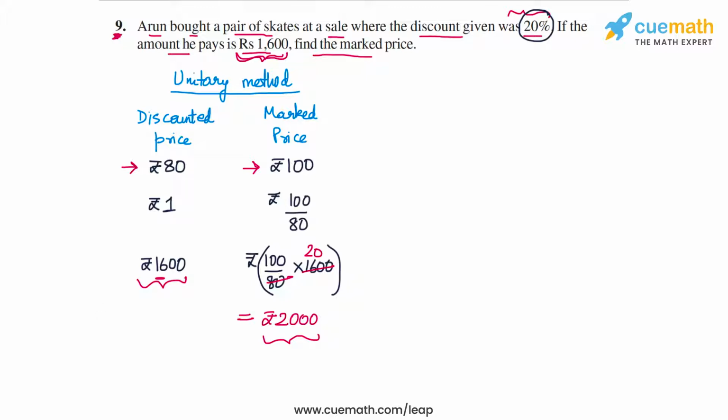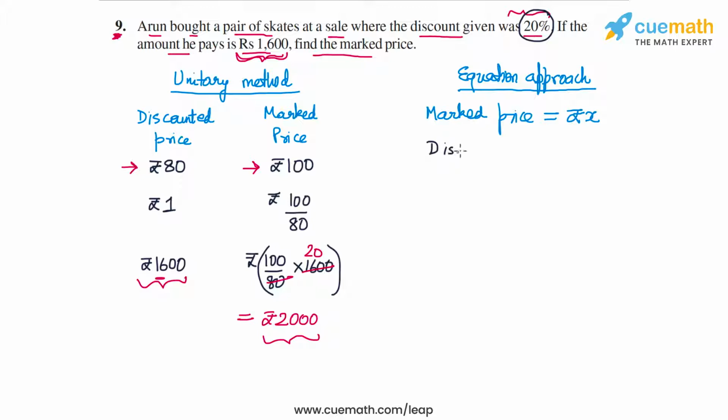So that's the answer. Let's arrive at the same answer using an equation approach this time. So in this approach, we will assume that the unknown, which is the marked price of the skates, is rupees X. So marked price is, let's say, rupees X. So X is the unknown. We have to find the value of X. Now the discount percentage is 20%.